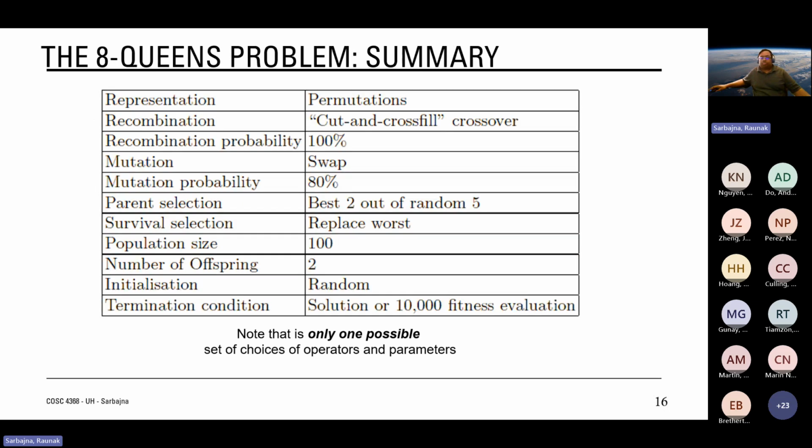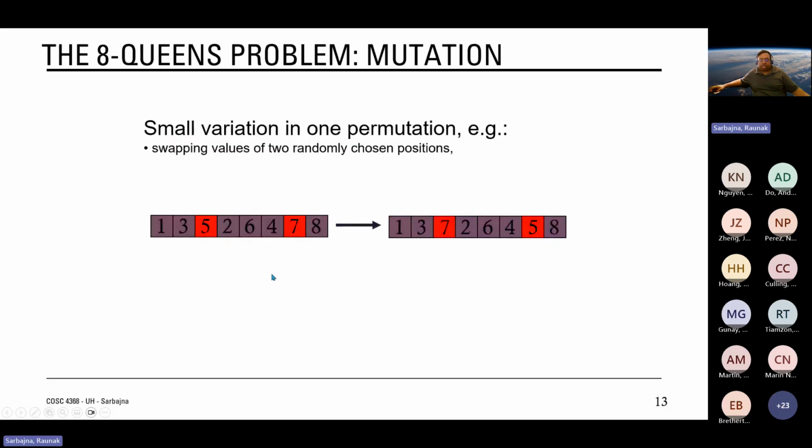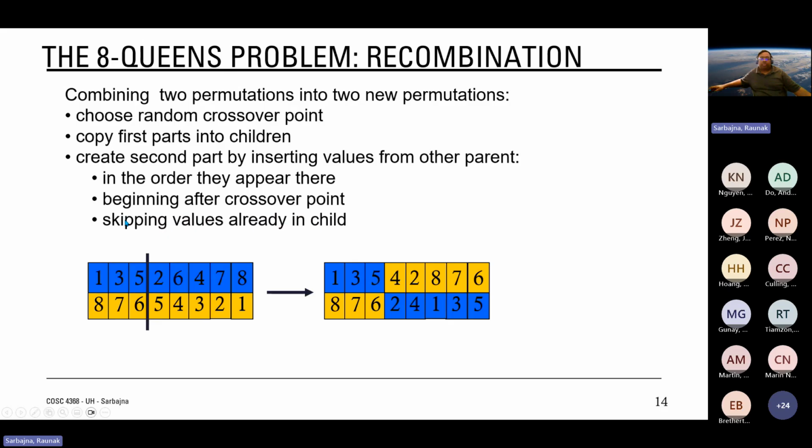So this is a summary of all the things we talked about. The representation was the permutation approach. The recombination approach was called cut and cross fill. The probability of recombination is obviously 100%. If you're picked to, they always recombine. The mutation is swap. I talked about why it has to be swap and not just change one value: if you change one value, it is going to be another value that is already in the list, and the solution is going to fail.